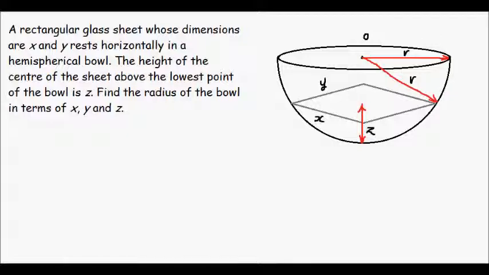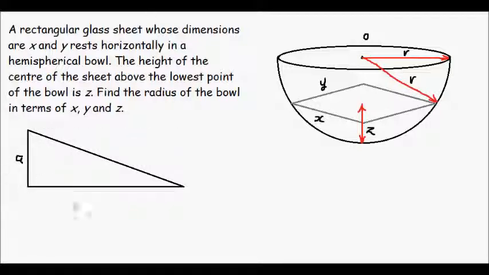And now before I tackle this problem, let's review the Pythagoras theorem. For any right-angled triangle with sides a and b and hypotenuse c, and it must be a right-angled triangle, the relationship between the three sides is simply c squared is equal to a squared plus b squared.